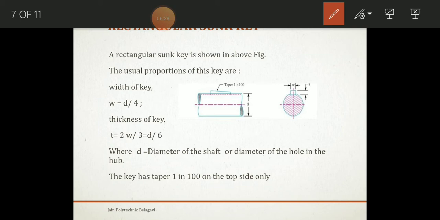Whenever problems are asked, they will ask you to calculate the dimensions of the key, that is width, thickness, etc., or length, taper. So you have to remember these dimensions, that is W is how much, it's D by 4. Thickness is how much, either you can write 2W by 3 or D by 6.